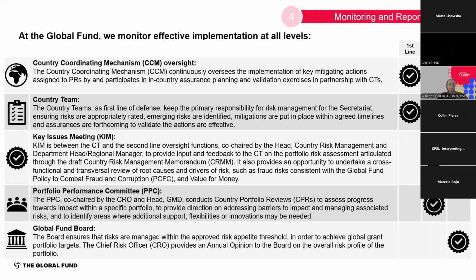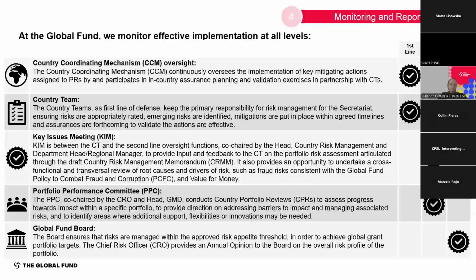And then the portfolio performance committee is a senior management body co-chaired by the head of grant management and the chief risk officer. The portfolio performance committee conducts country portfolio reviews, and some of the outcomes of these meetings include the acceptance of a specific risk or maybe approval of different implementation modalities to manage the portfolio risks. And lastly, the Global Fund Board is ultimately responsible for overseeing risk management across the Secretariat.